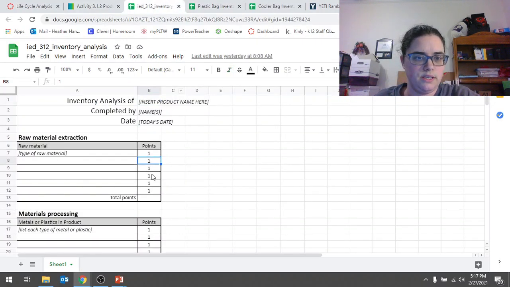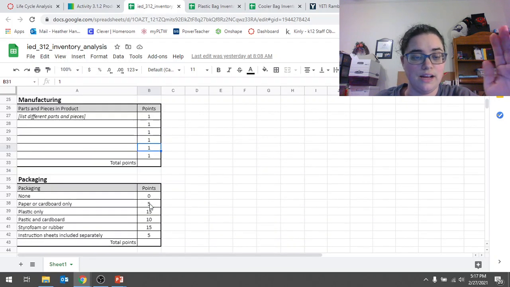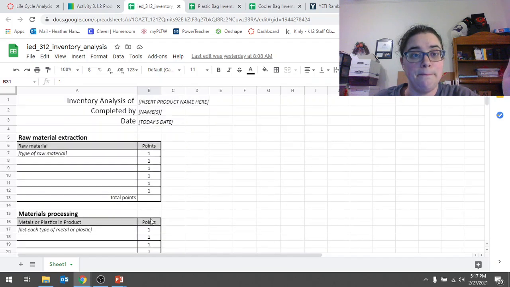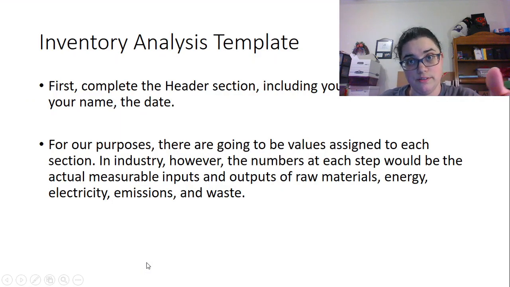So after you do that, notice, let me show you the blank one again. There are these points here that are sort of assigned as you go in. That'll help you make a value and calculate a value at the end there. These values are kind of arbitrary right now. They're not actual values that would be used in industry.